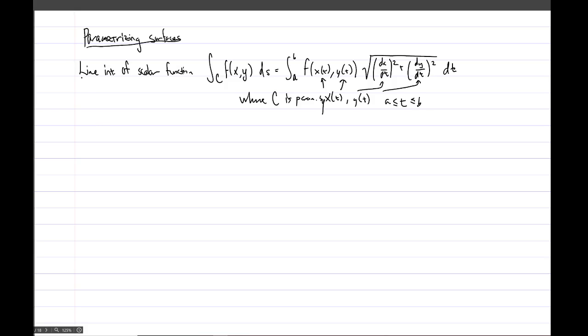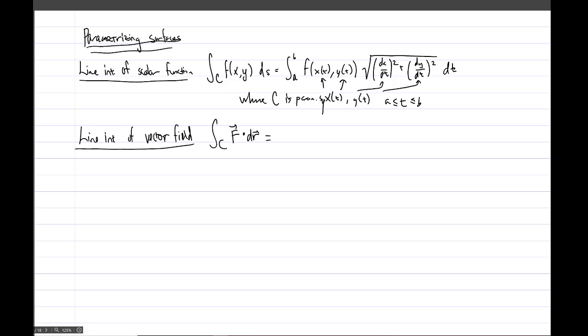The other key thing we've looked at is the line integral of a vector field. So while there's a connection between the line integral of a scalar function and the line integral of a vector field, it's best to think of these as two different things. So we had an integral over C of vector field F dot dr was just the notation, but then how did we actually implement and compute this?